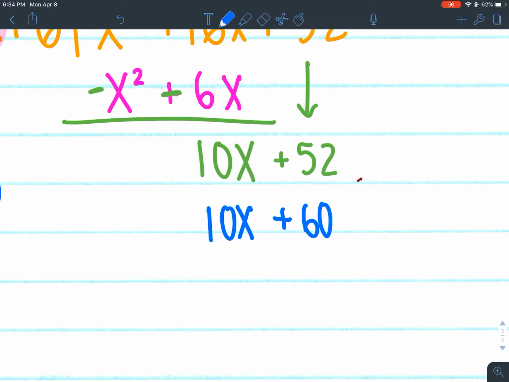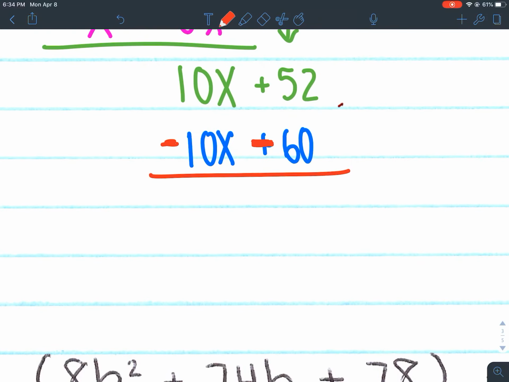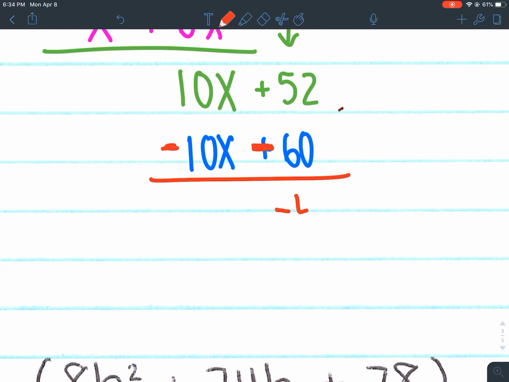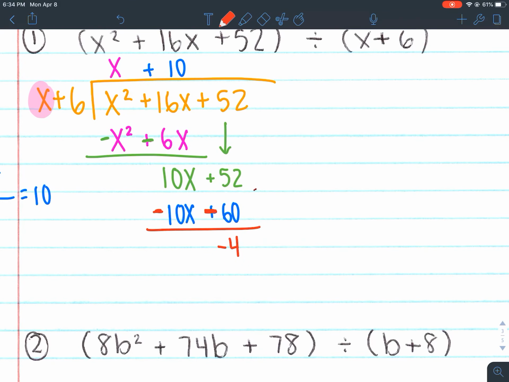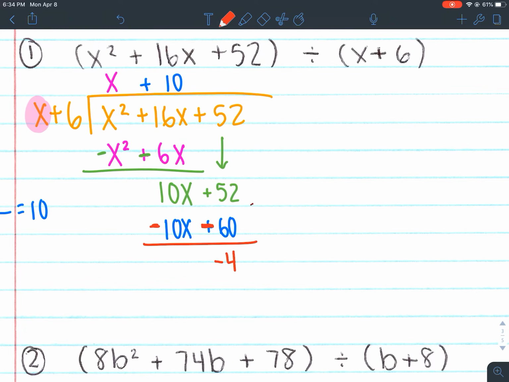Whoops. And you're going to subtract, which changes all your signs. So you have a negative here and a negative here. 10x minus 10x is 0. 52 minus 60 is negative 4. Okay? Now, I don't have any other terms to bring down, right? So I have nothing left.